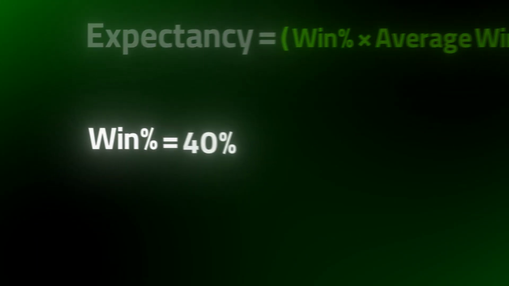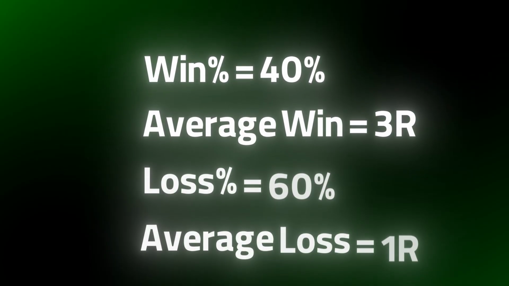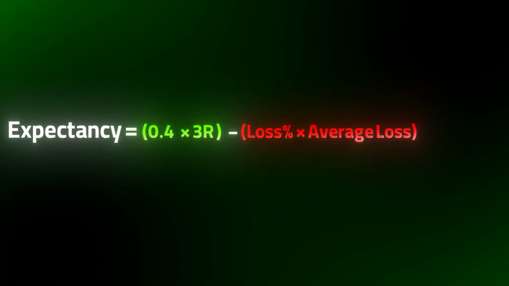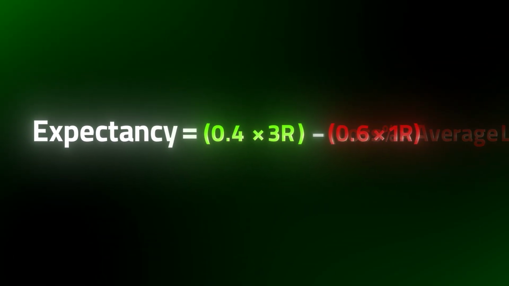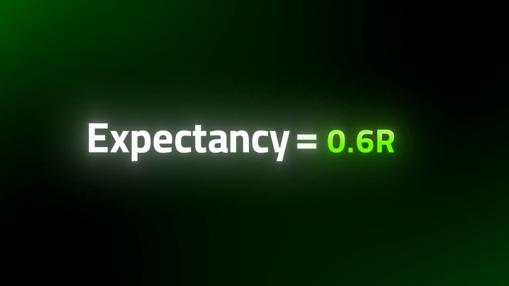the way. For example, imagine a system that wins 40% of the time but makes 3R on winners while losing 1R on losses. Expectancy is therefore 0.4 times 3R minus 0.6 times 1R, which is 1.2R minus 0.6R, and therefore it is 0.6R per trade. Even with more losing trades than winning ones, the system still produces a positive result. On average, each trade builds about 0.6R over time.